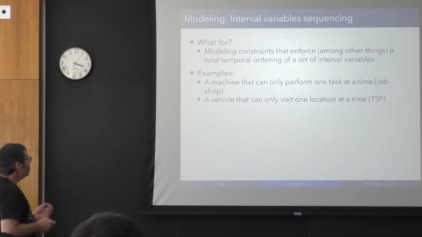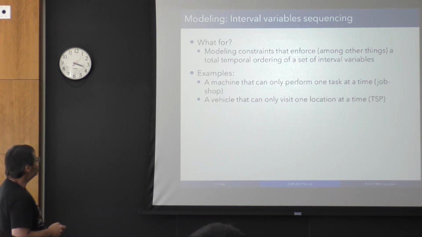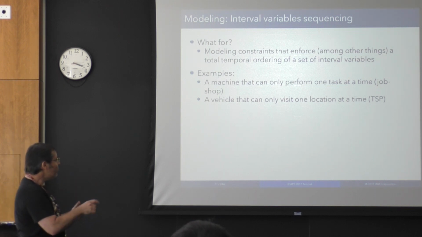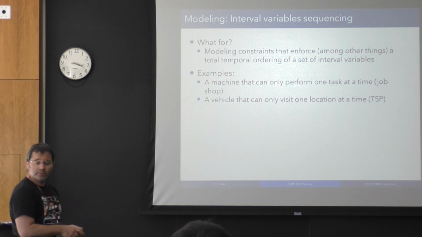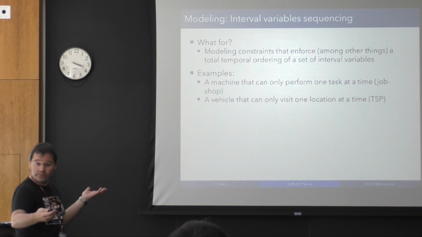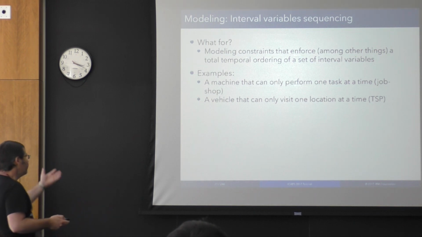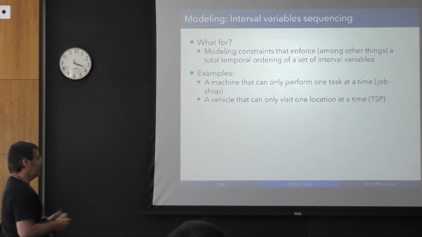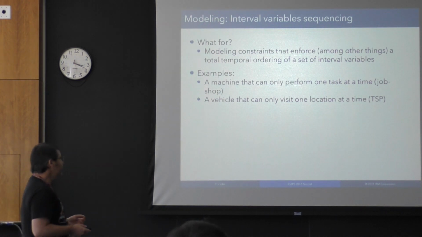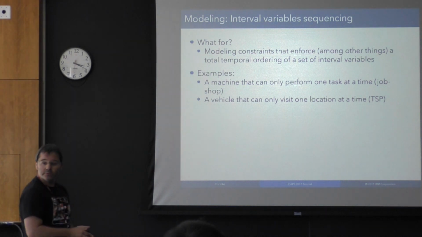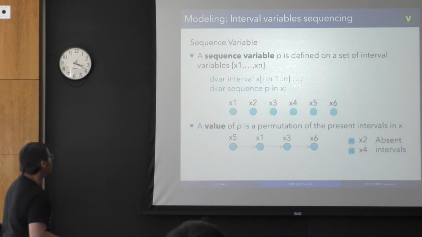Interval variable sequencing. So what for? The idea here is to model constraints that, among other things, enforce some temporal ordering on a set of interval variables. But you do not know in advance the order of the interval variables in the sequence. Typically, this is a machine that can only perform one task at a time, like in the job shop. It can be in a TSP, a vehicle that can only perform one visit at a time. So, how does it work?